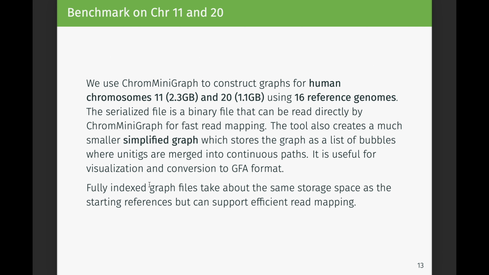So here are some preliminary results of our software. We used ChromMiniGraph to construct graphs for human chromosomes 11 and 20, each using 16 different reference genomes. The serialized file is a binary file that can be read directly by ChromMiniGraph for fast read mapping. The tool also creates a much smaller simplified graph, which can be used for visualization. And a fully indexed graph file takes about the same storage space as the starting references, but it can support efficient read mapping. So in a sense, this gives us a graph self-index, right?